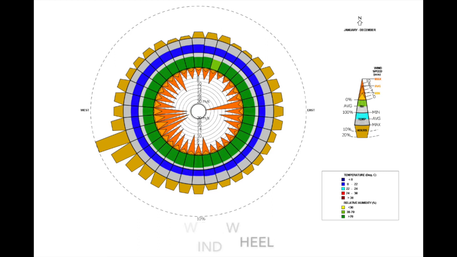The wind speed in Munich is almost steady all over the year. The wind wheel indicates that the speed reaches 20 meters per second, 10% of the hours from southwest, and less than 5% of the hours from east.